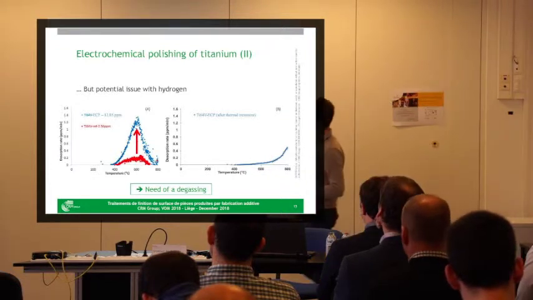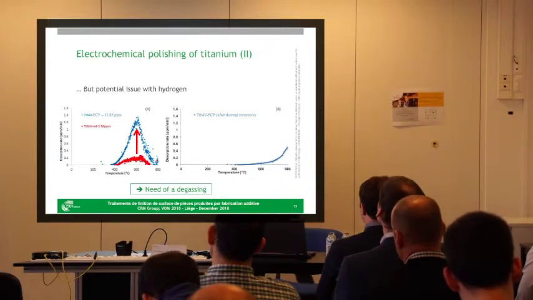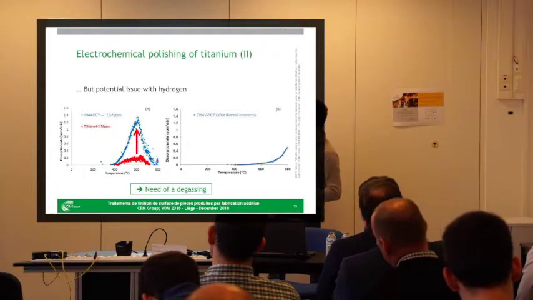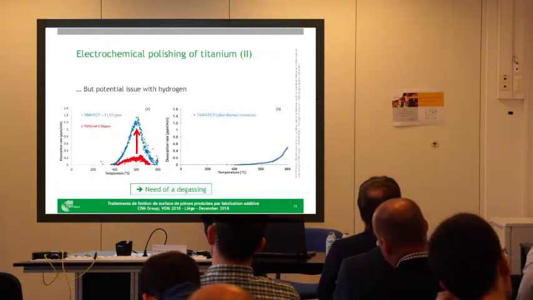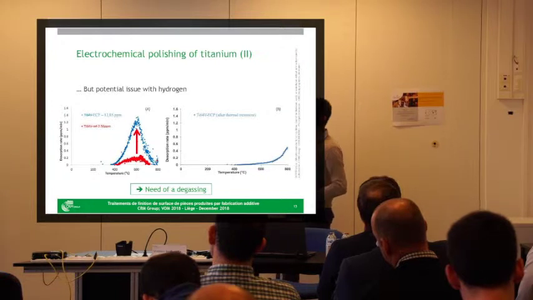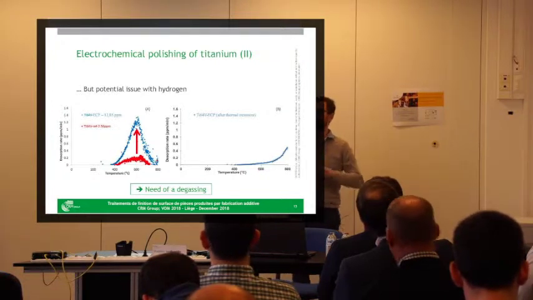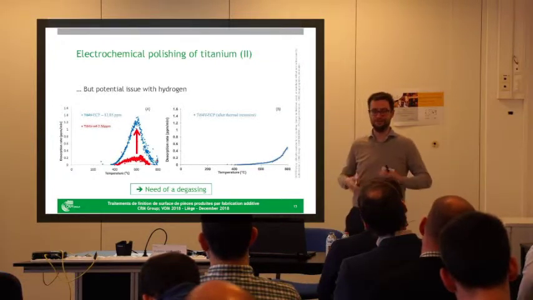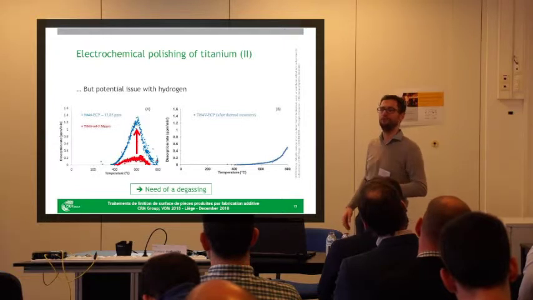We have done a study, and we have shown that after a good thermal treatment, we can be free of those peaks around 600 degrees Celsius, but it has to be known. So doing only the surface treatment is not enough. You have to think about the thermal treatment.